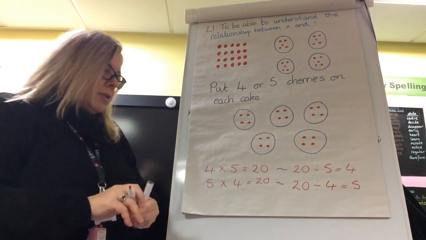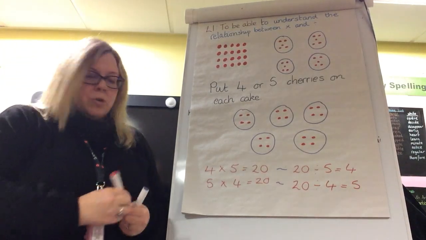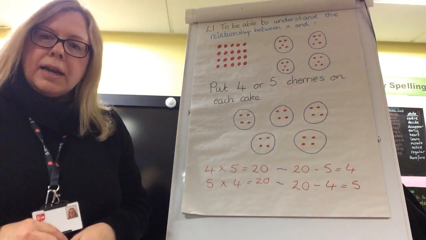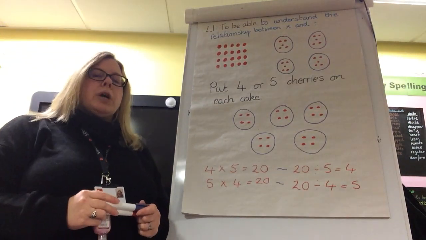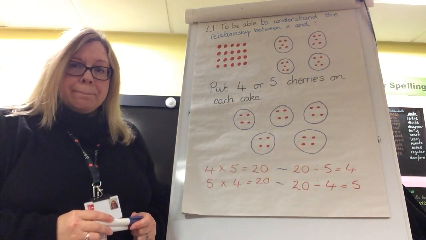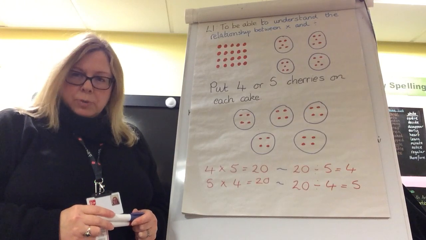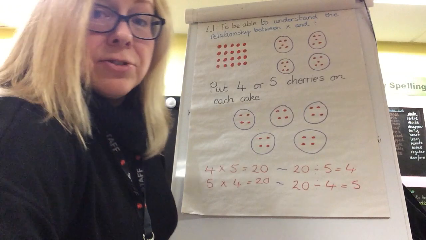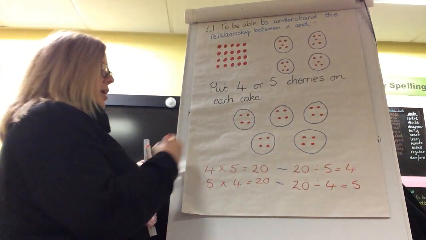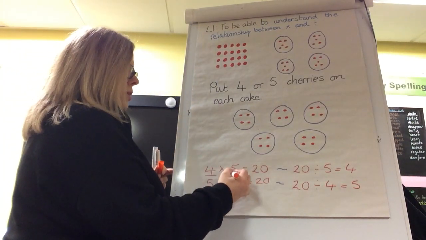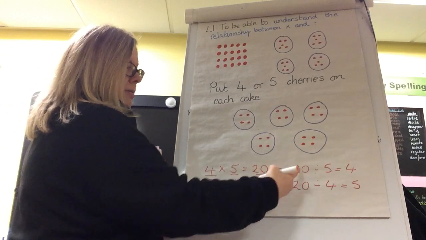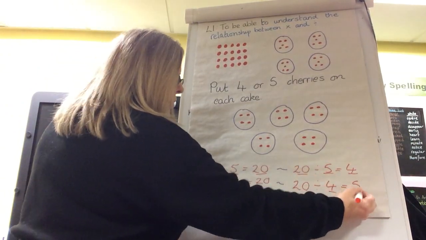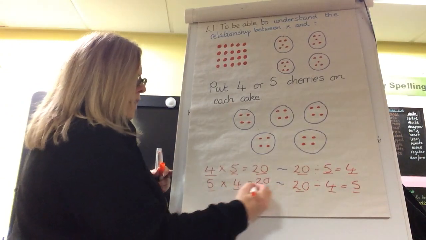Now what I want you to do is have a look at those numbers for me down here and pause the video and have a think about them. What do you notice? Okay, so pause now. Okay, what did we notice, guys? Yep, they're the same numbers, aren't they? So the numbers are recurring. We've got 4, 5, 20. 4, 5, 20.